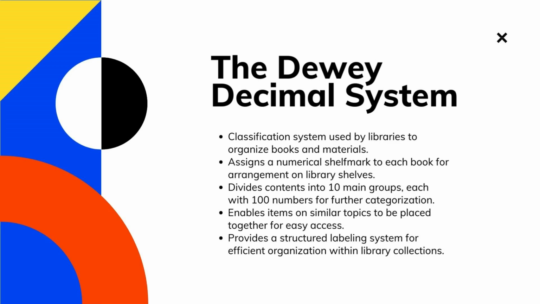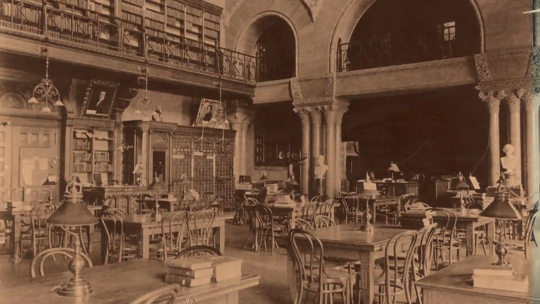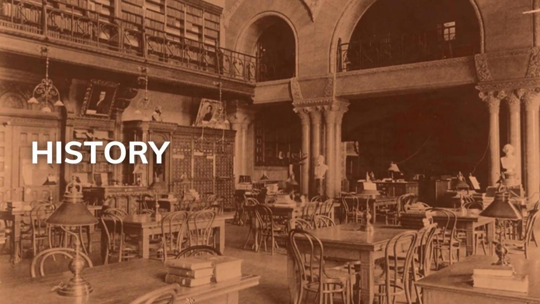Additionally, Megan Smith stated that the Dewey Decimal System provides a structure for labeling items so that they will sit with the items of the same or similar topics on the shelf. Now, let us dig into the history of the Dewey Decimal System, beginning with the man who started it all.